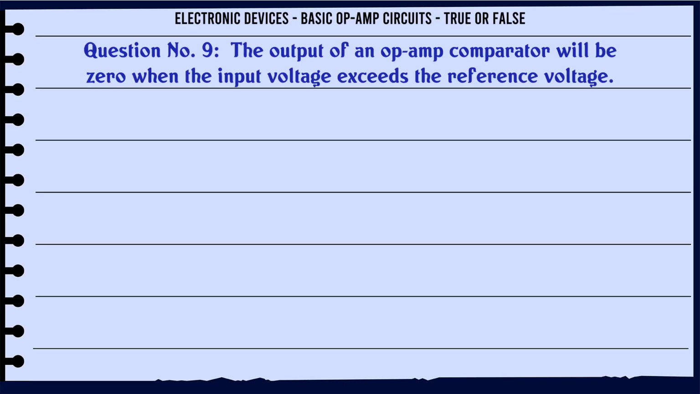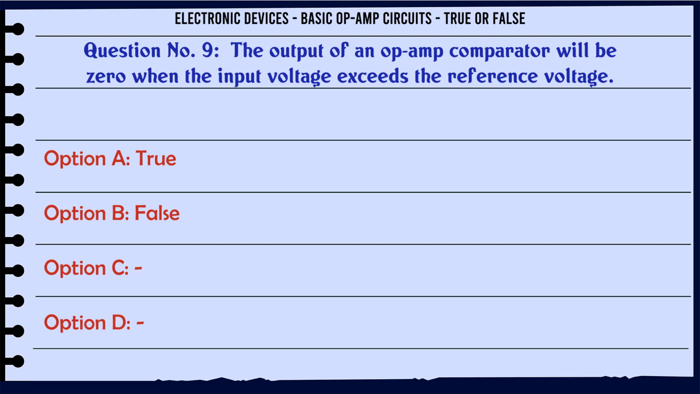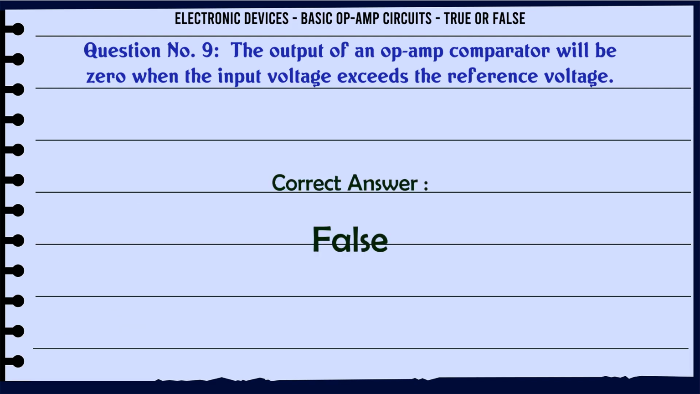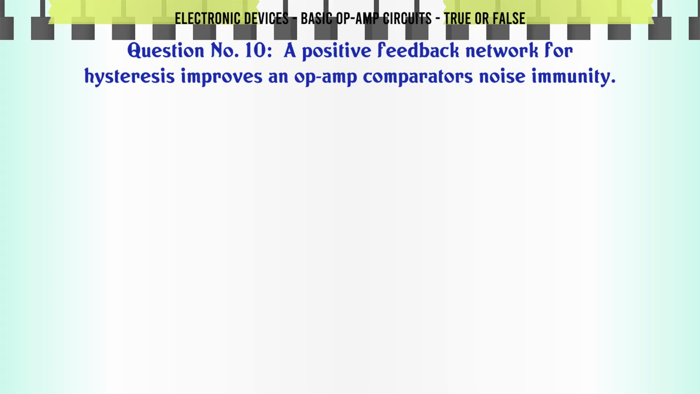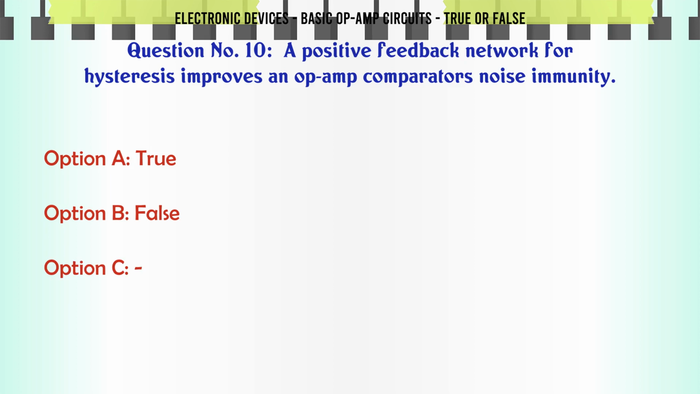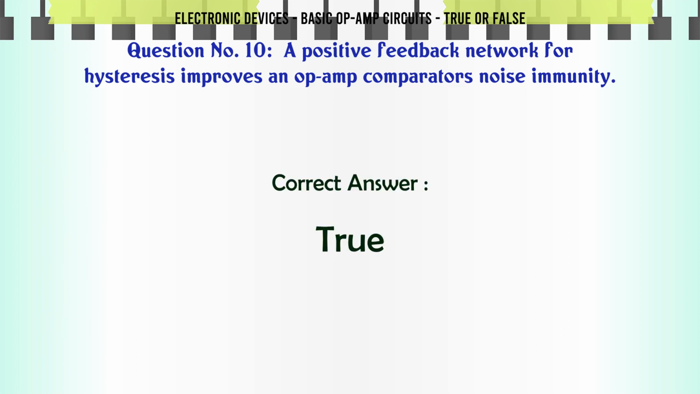The output of an op-amp comparator will be 0 when the input voltage exceeds the reference voltage. A. True. B. False. The correct answer is false. A positive feedback network for hysteresis improves an op-amp comparator's noise immunity. A. True. B. False. The correct answer is true.